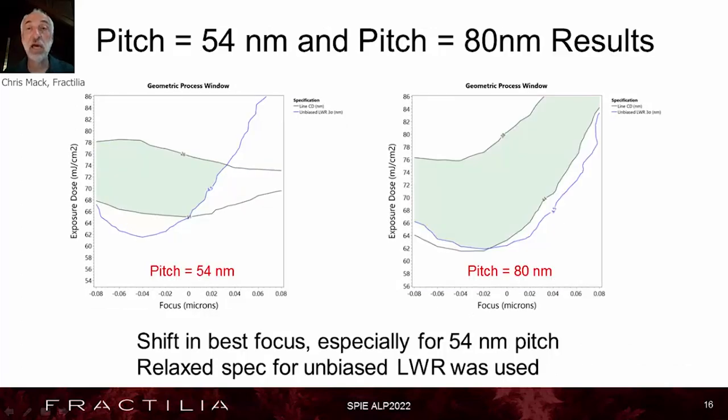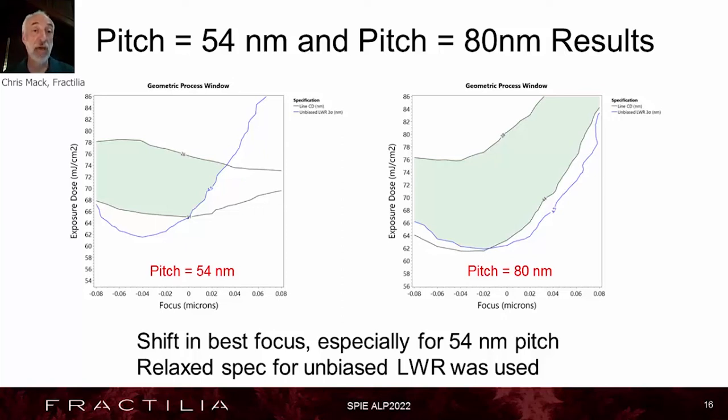If we do the same thing for pitch 54 and 80, I'll only show you the geometric process window plots, but we see that, again, the relaxed, in this case, unbiased LWR specs are still cutting off various places, and we see this interesting shift in best focus to more negative values, which meant our range of focus maybe didn't go quite far enough in the negative focus values to capture the full process window. It won't matter because the next step we're going to do is overlap all of these pitch data together.